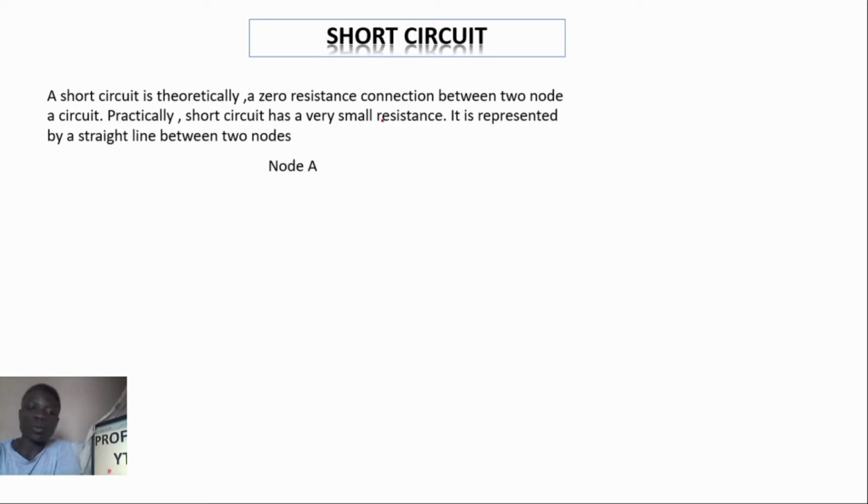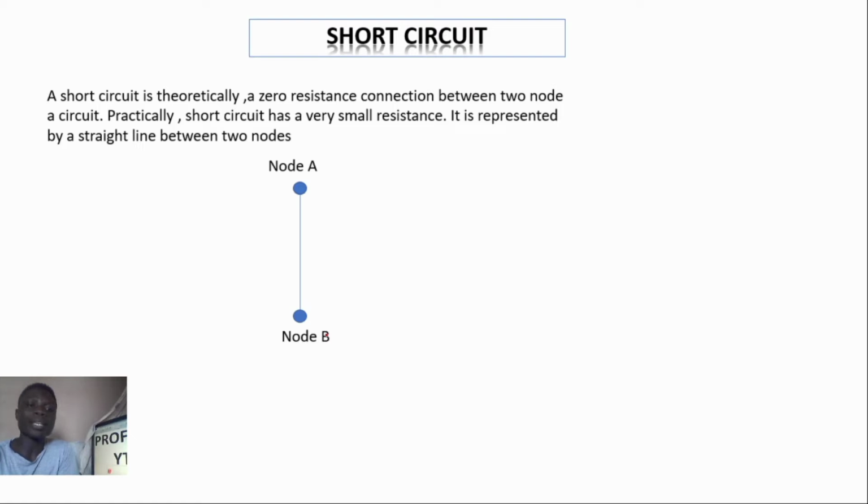So this is node 1 and node 2, and this is a straight line between a node and a node. In my previous video I briefed on nodes: a node is a junction where current meets or divides. Now we are going to talk about the short circuit.